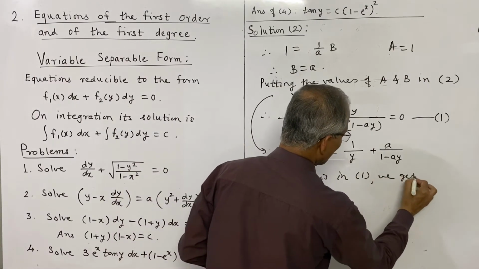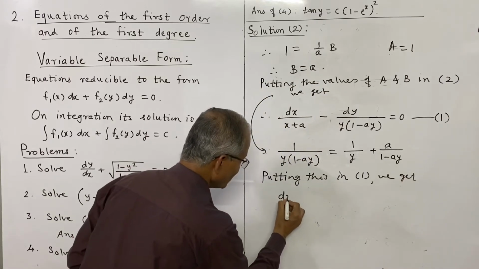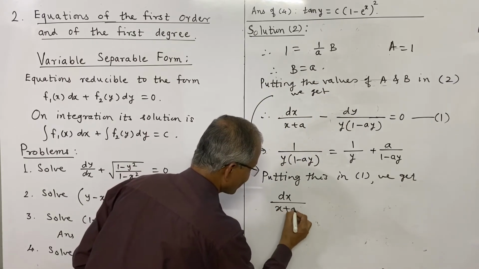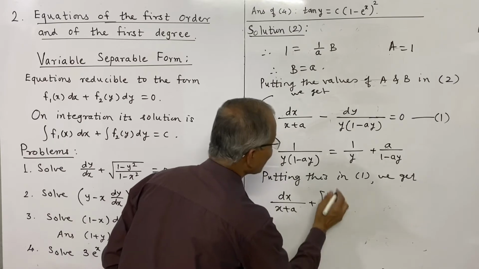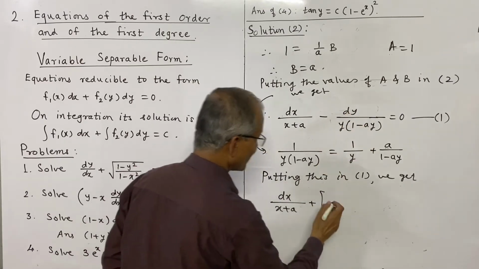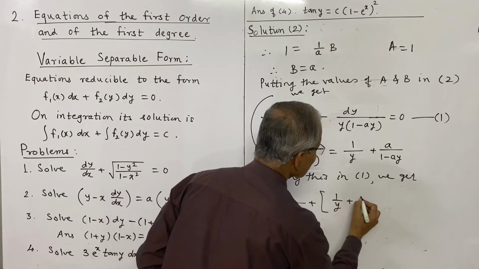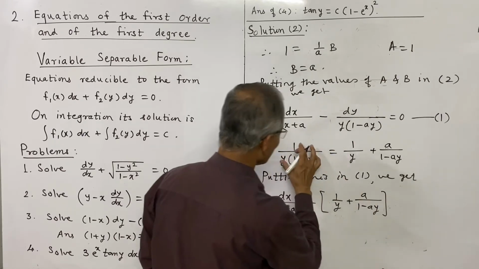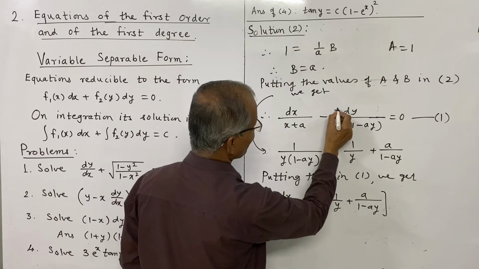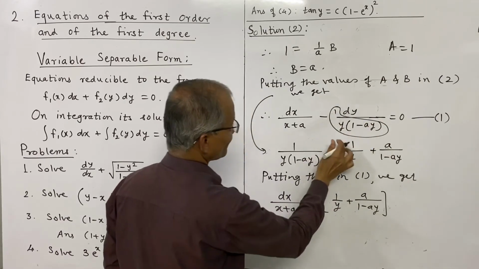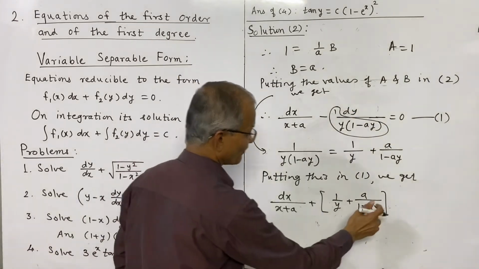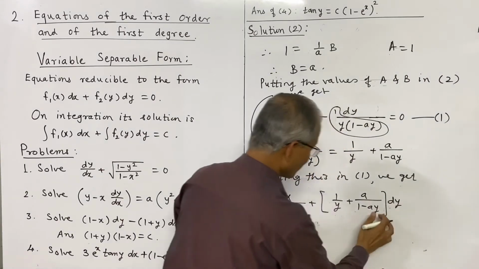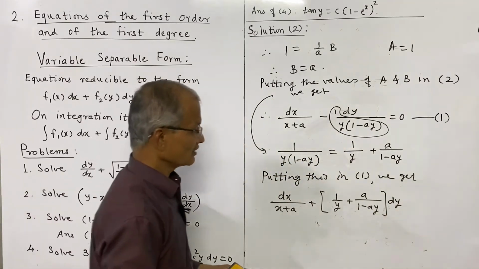we get, see, what is 1? dx divided by x plus a plus, and we can write this expression separately, that is 1 upon y plus a upon 1 minus ay. This much is this expression. So 1 over this is the value we are using into dy. So dy is common for the whole expression and is equal to 0.